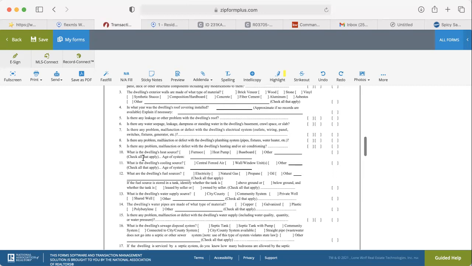Then down here, it talks about the dwelling's heat source and then the age of the system. If they think it's 10 years old, just put approximately 10 years old. They don't have to know exactly 8 years, 7 months, and 3 days, right? This is an estimate, but you can say approximately this amount of time. And the same goes for the cooling source. So often they check what kind they have, but they never enter the age of the systems.